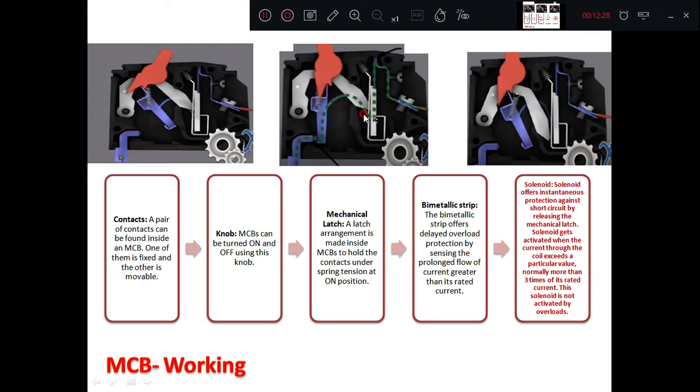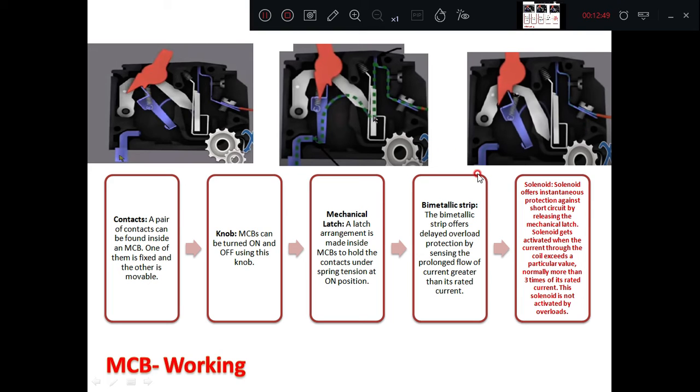This is what you call a bimetallic strip. This is called the bimetallic strip. This is a spring, and it is a mechanical mechanism. Okay. In the normal operating condition, the current will flow here. It is flowing through this, and it is connected to the load here.